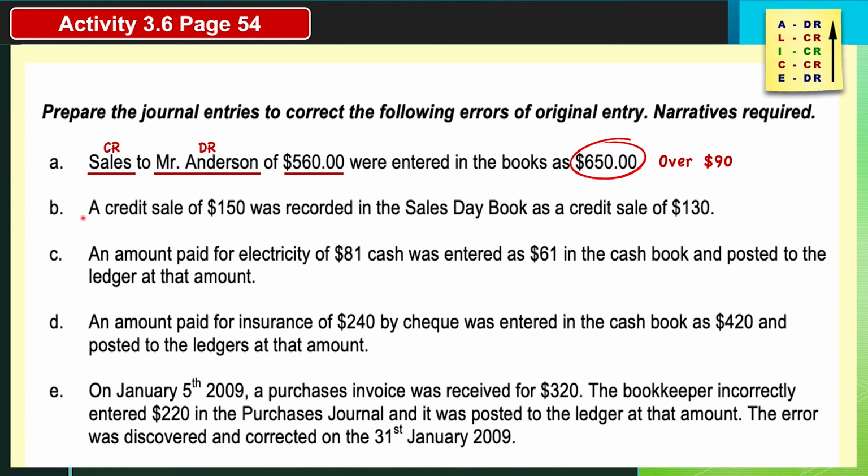The other one, a credit sale of $150 was credited in the sales day book. Very important. Sales day book, sales journal. So once again, this is an error of original entry. Now, what are the accounts whenever you have an entry in the sales journal? Remember, the transactions that go into your sales journal are credit sales. Look, they said it here. So your account would be sale, but because it was a credit sale, that means you have somebody that owes you. What is that person called?